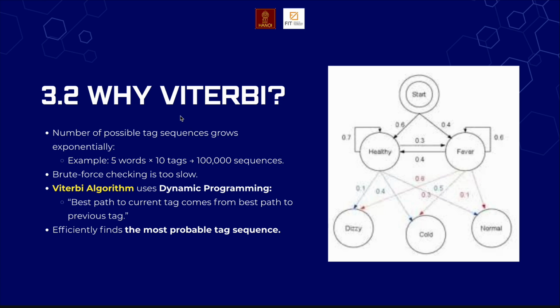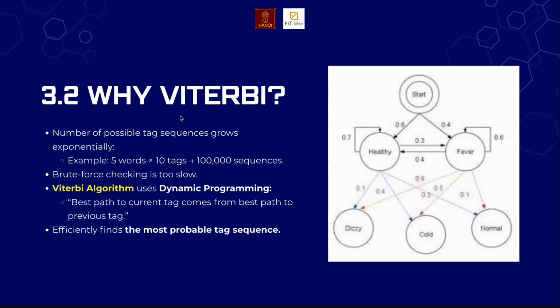So imagine a short sentence which is 5 words, and say we have about 10 tags. The total number of possible tag sequences is 10 to the power of 5, which is around 100,000 sequences. That's too many possibilities, and it would be too slow.